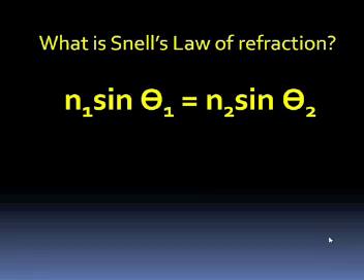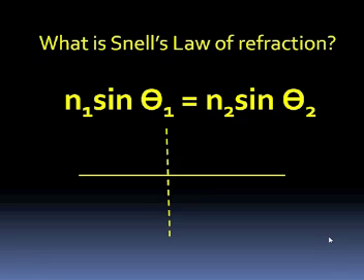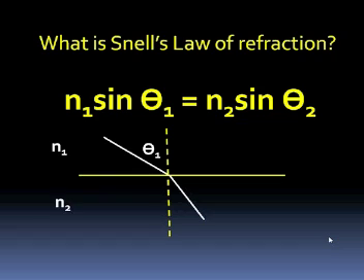What is Snell's law of refraction? N1 sine theta 1 equals N2 sine theta 2. And here everything is measured to a normal. Here's the incident ray, and there's the refracted ray if it enters a more dense region. N1 is the index of refraction of that first part. Theta 1, the angle. N2, and then theta 2, the refracted angle, notice to the normal. N1 sine theta 1 equals N2 sine theta 2.